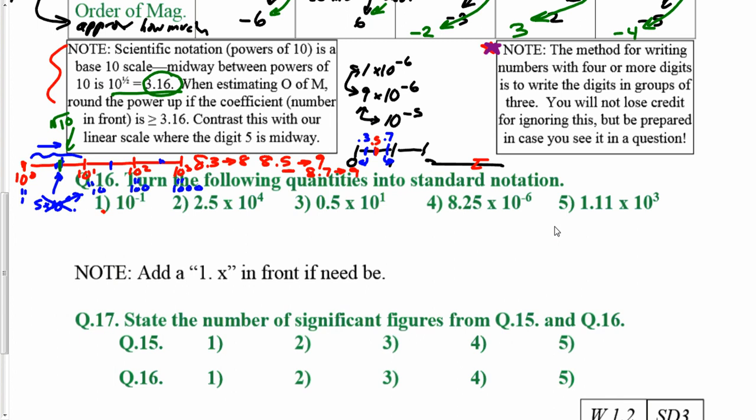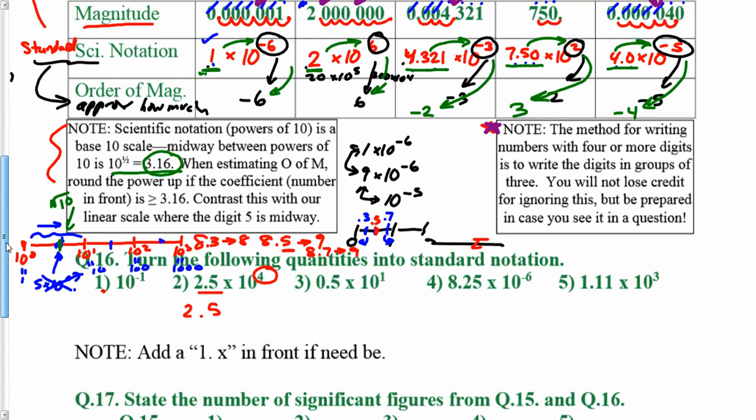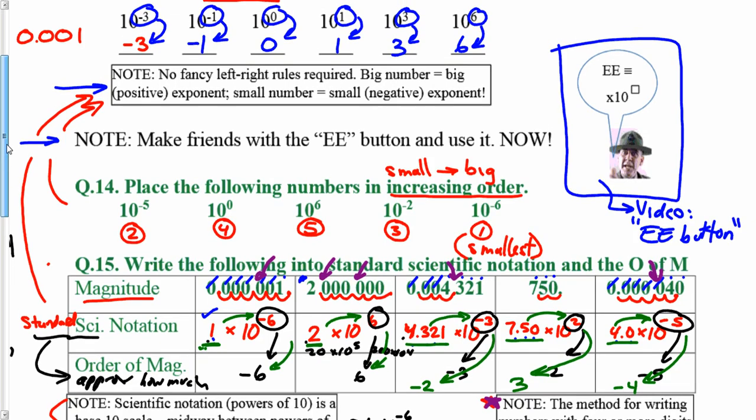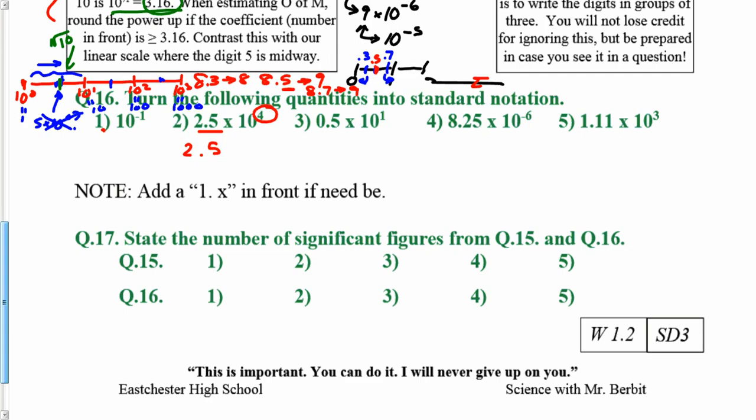Let's go to number 2. This is 2.5. We'll rewrite it over here. 2.5. The instruction is to move the decimal 4 places. If you go back to the note at the top of the page, you don't need to think go to the left, go to the right. Get that out of your mind. Big and small. You won't forget it.